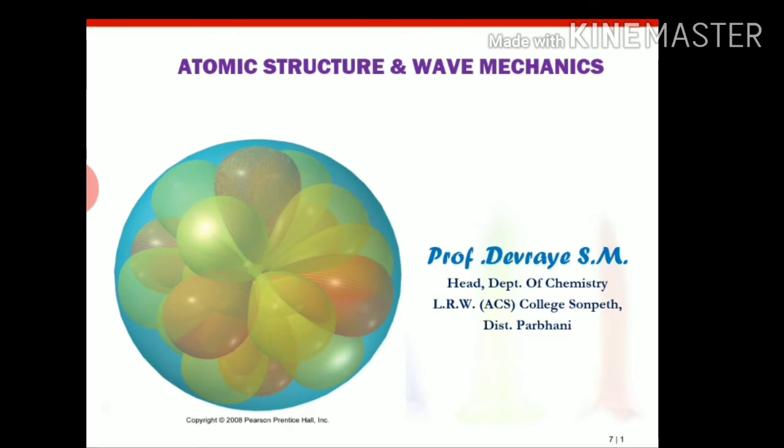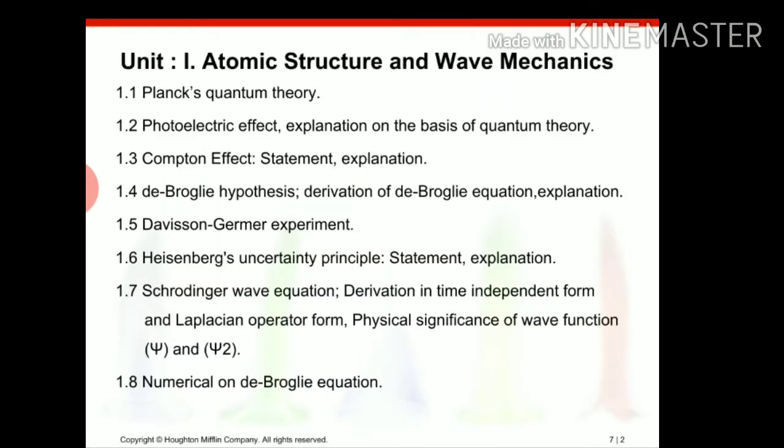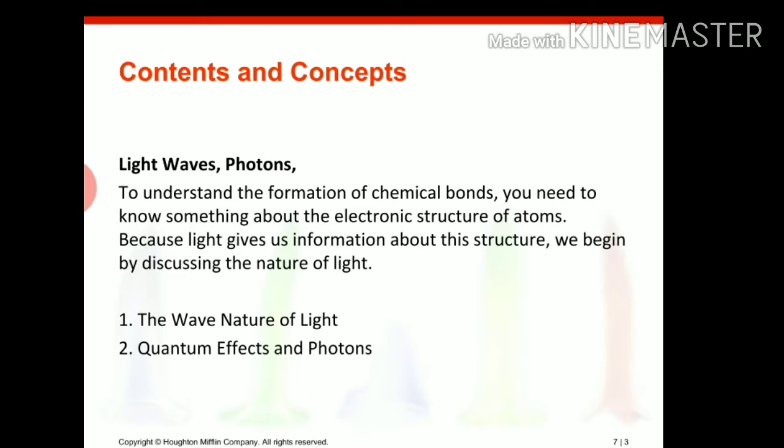Today we will discuss the first unit, atomic structure and wave mechanics. In that, we studied Planck's quantum theory, photoelectric effect, Compton effect, de Broglie hypothesis, Davisson-Germer experiment, Heisenberg uncertainty principle, Schrödinger wave equation, and numericals based on de Broglie's equation. We studied the wave nature of light, which helps to understand the formation of chemical bonding and the electronic structure of the atom.